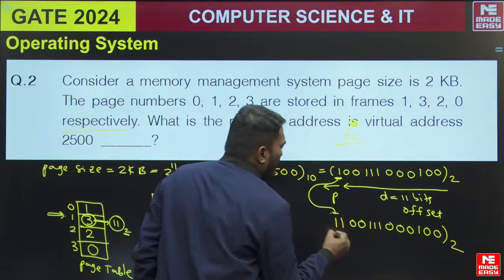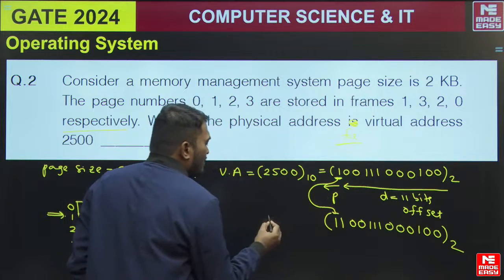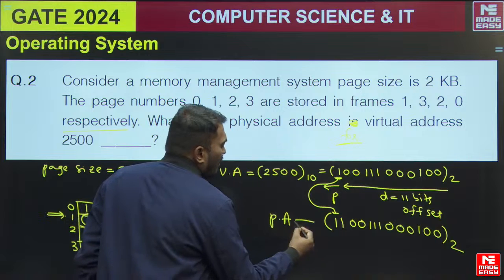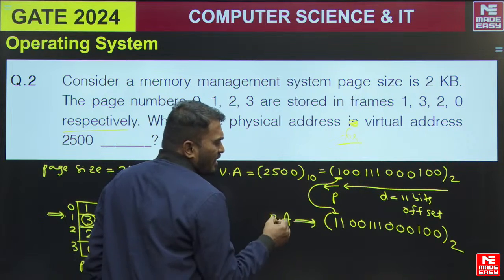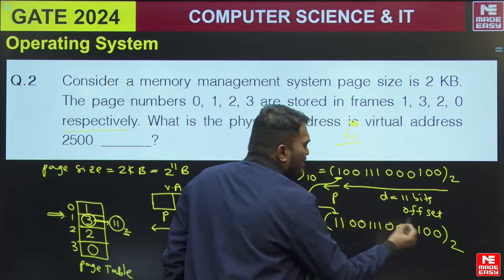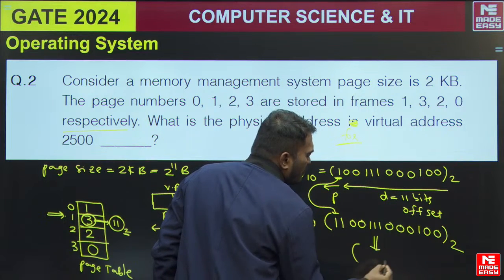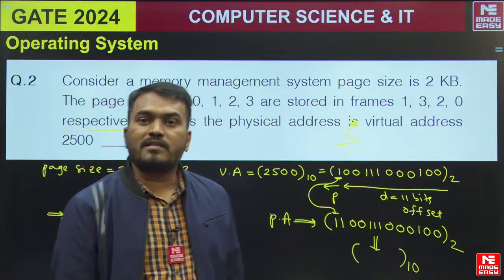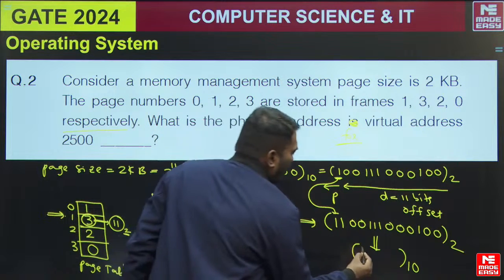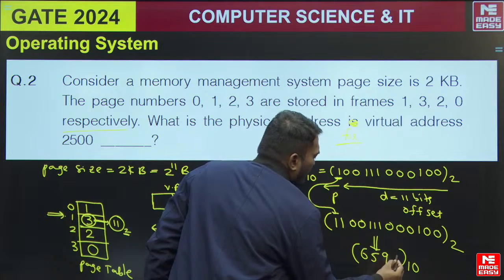Now this is in the binary format, and remember this is the physical address for the given respective virtual address. Now this physical address is in binary format, so you convert that into decimal. If I convert that into decimal, the answer you can find out is 6596.